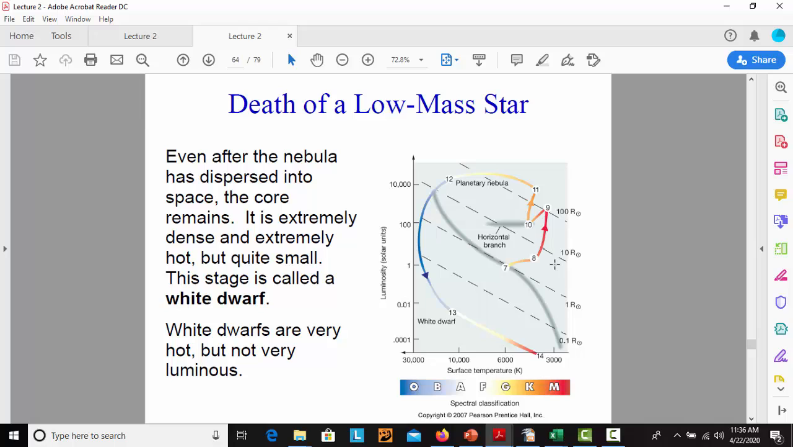Now we're in the phase where, even after the nebula has dispersed into space, the core remains. It's extremely dense and extremely hot, but quite small. This star is called a white dwarf. So it started on the main sequence, moved out to the red giant stage, then the horizontal branch, then we go up, planetary nebula, and down to the white dwarf phase. White dwarfs are very hot, but not very luminous. So they're in this area: high temperature and low luminosity.